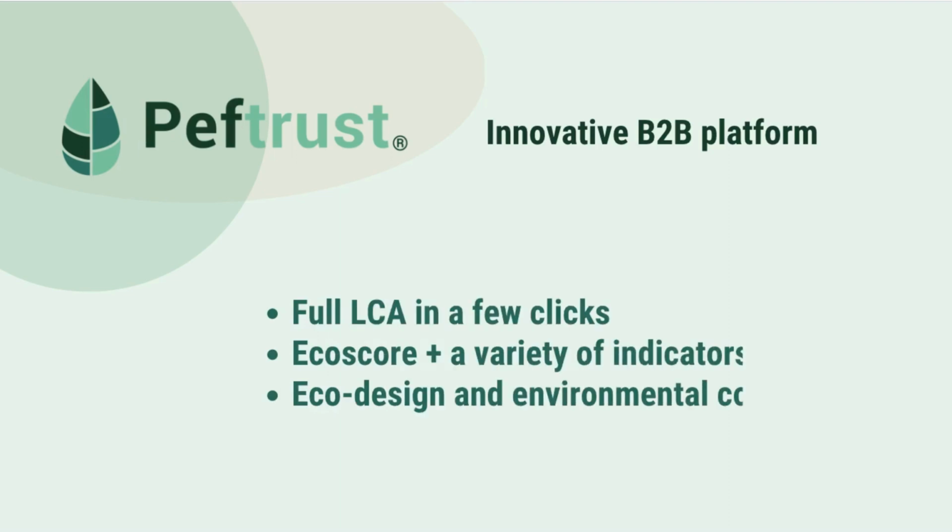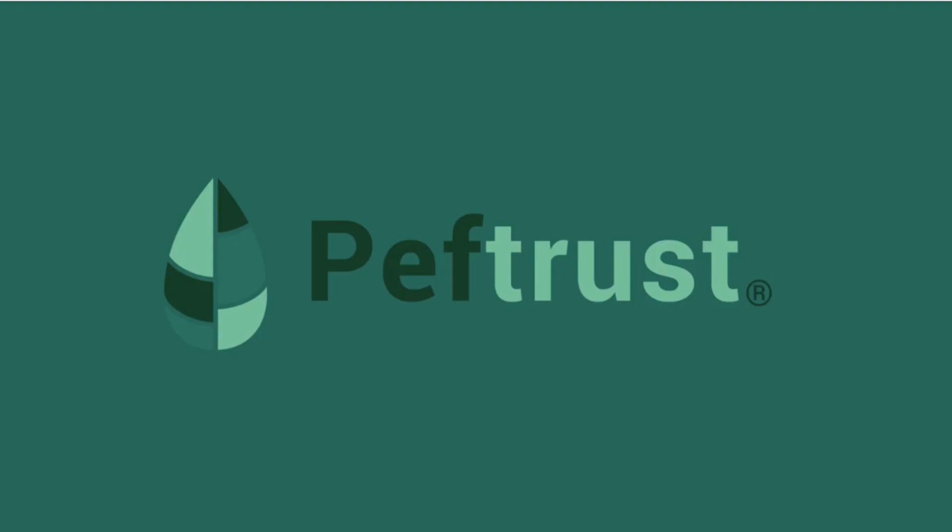Today, fashion brands strive to understand the environmental impact of their products, to take action, comply with regulations, and offer greater transparency to their consumers. PEFtrust is a B2B platform that has revolutionized the process of calculating a product's environmental footprint. Using this platform, fashion brands can perform a lifecycle analysis with just a few clicks and obtain the Ecoscore of the product along with a variety of indicators, enabling them to move towards eco-design and environmental compliance.